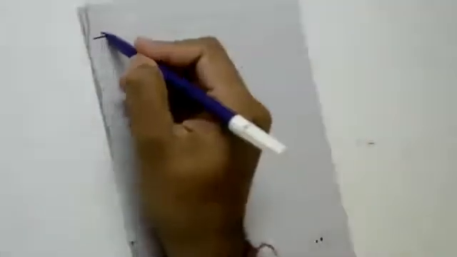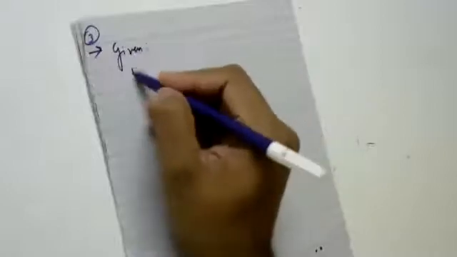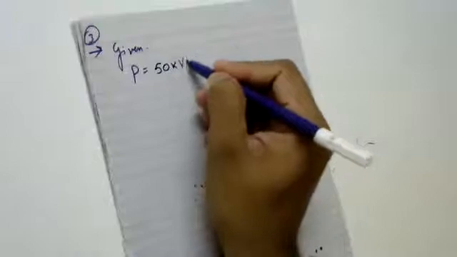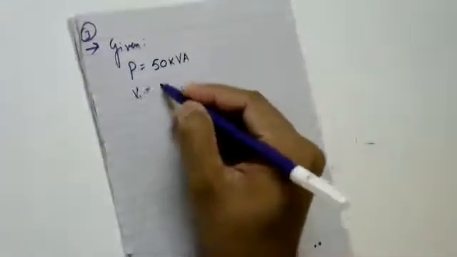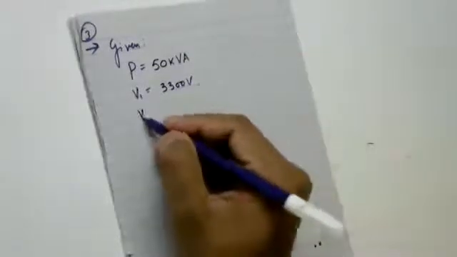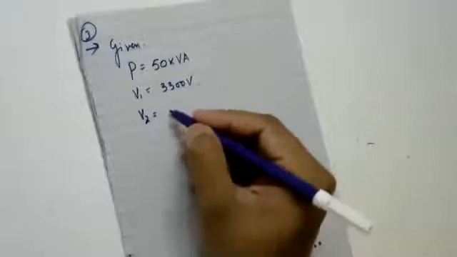So we'll solve this numerical now. The third one for the day. So what has he said? He has said that a 50 kVA, so he has given P is equal to 50 kVA. V1 is 3300 volts. V2 is 330 volts.